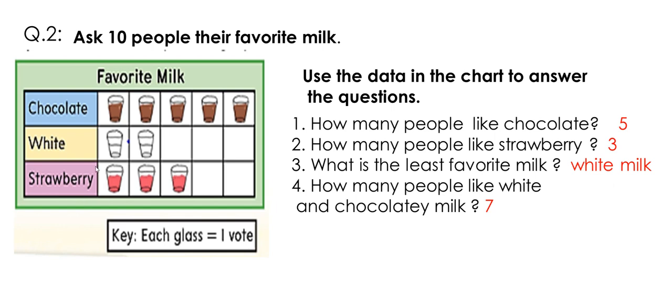How many people like strawberry? So let's go back to the graph and look for strawberry. There are one, two, three votes for strawberry. What is the least favorite milk? The one with the least votes. One, two. It is white. White milk was the least favorite. How many people like white and chocolate milk? Well, we have to add white and chocolate. One, two, three, four, five, six, seven. Seven for chocolate milk and white milk.